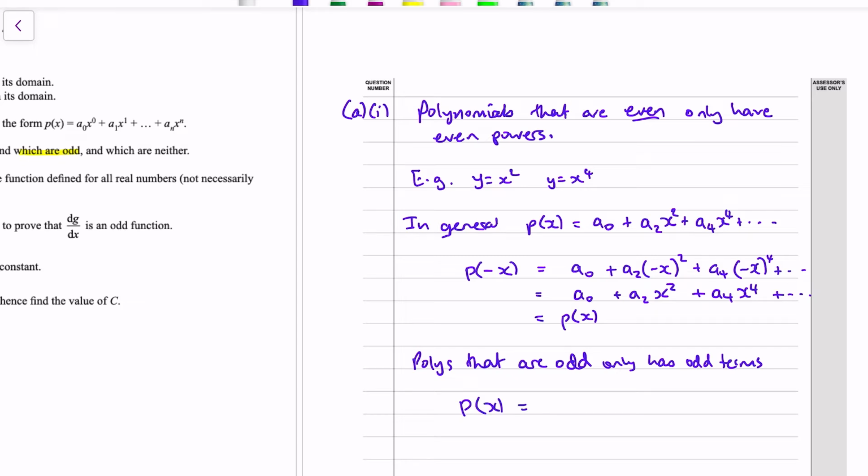It can't have the constant, because if it has a constant then it won't have that rotational symmetry, and a constant is a power of 0, so in this definition we're actually saying that 0 is even. We can have a1x plus a3x cubed plus a5x to the 5 upwards. Just also a quick mention as to why they've used this notation for the coefficients, a0, a2, a4 and so on, rather than a, b, c, d, e.